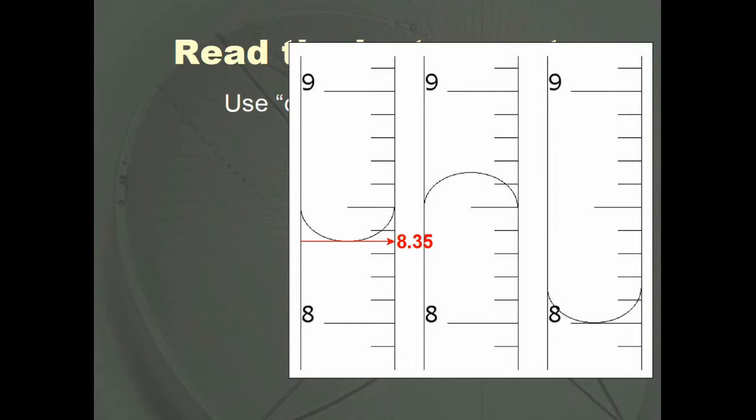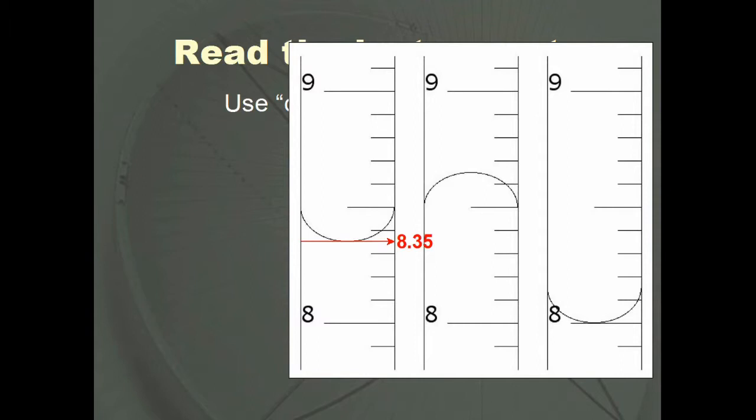The 8 is a definite. The 3 subdivisions are also definite and certain. Well, the other one, it's right in the middle between those two, so I guess that's about half, or 0.05, and I can write this down. I can read that graduated cylinder to 3 significant digits.